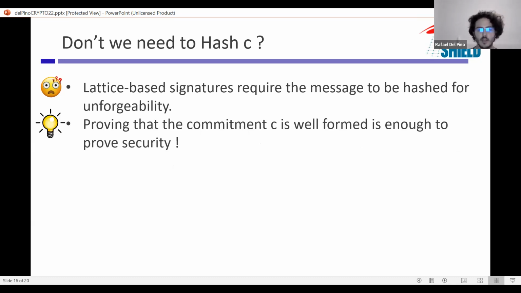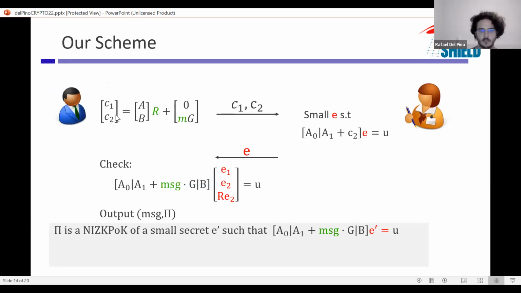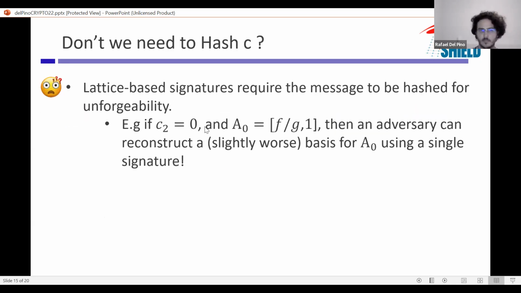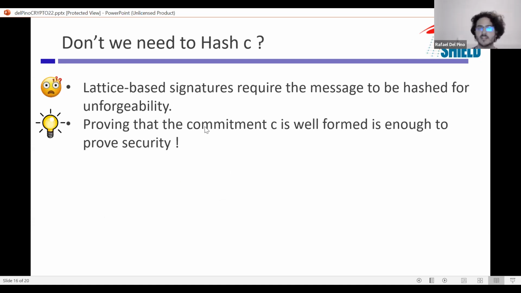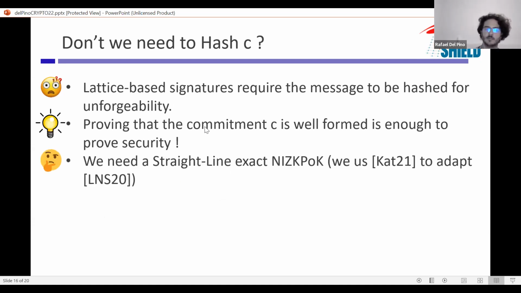So what can we do? Well, we just prove that C is of the form that we said it was. So we do prove that C is a matrix AB times R plus a message times G. And that is enough. In fact, that is enough, but we need some specific zero knowledge. So we need a straight-line extractable, exact, non-interactive zero-knowledge proof of knowledge.